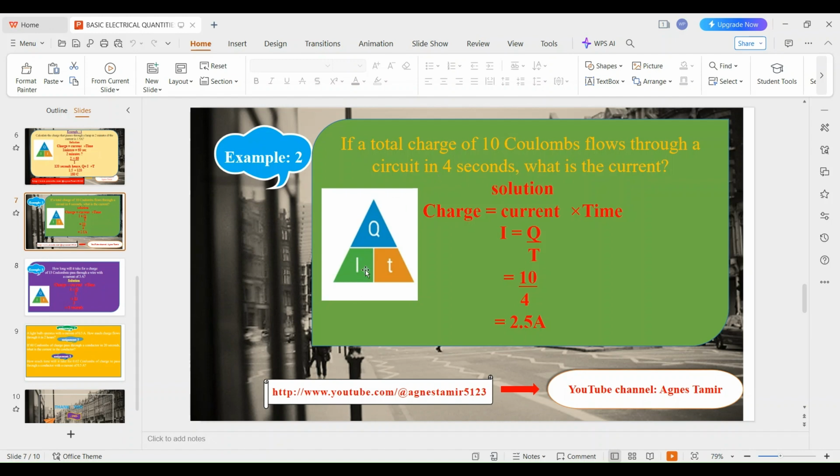So current, which is here on top, using our charge triangle, we have current here, down here we have charge, and we have time down here. Therefore, when you block current, we'll have Q, which is charge, divided by T, which is time. Therefore, current will be given by charge divided by time. Our charge is 10 and our time is 4 seconds. So you take your calculator and key in 10 divided by 4 and your answer will be 2.5 amperes.